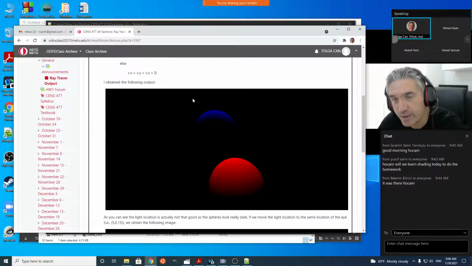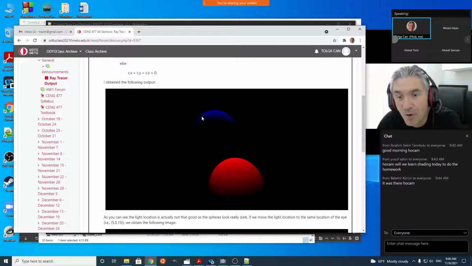In the first version, the light was at the top of the scene. As you can see, the bottoms of the spheres look dark, and the reason is that we only have the diffuse color. As we are going to see in shading, there is another component which is called the ambient light. The purpose of the ambient light component is to model reflections coming off other objects in the scene.